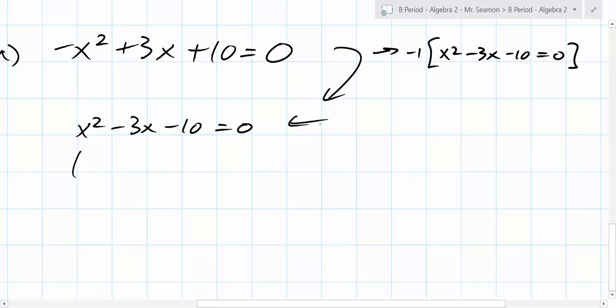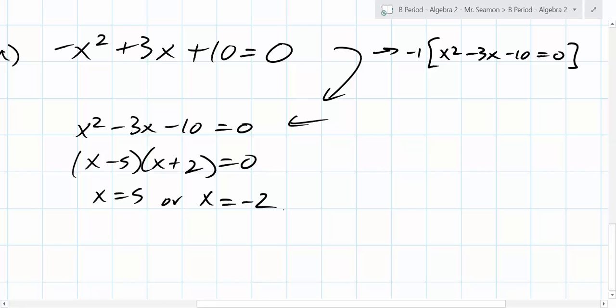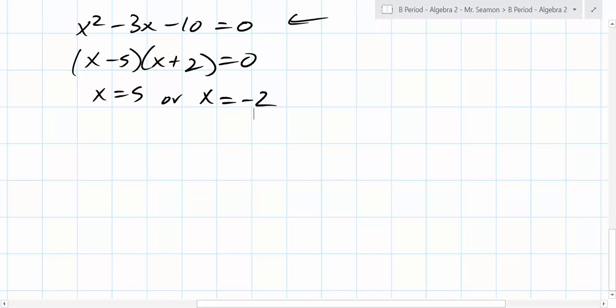What does this factor into, though? X plus what? 2. So therefore, x is equal to 5 or negative 2. Great. So the next one asks, though, so it's leading you through this. It gives you b. B is really similar. What does it say? Negative x squared plus 3x plus 10 is greater than or equal to 0.